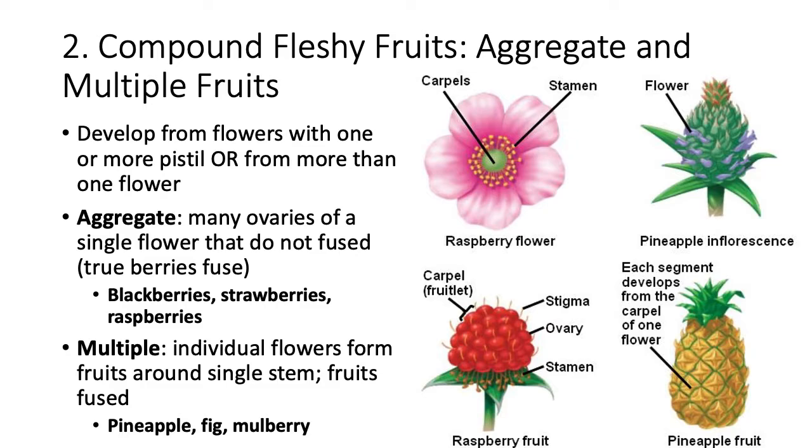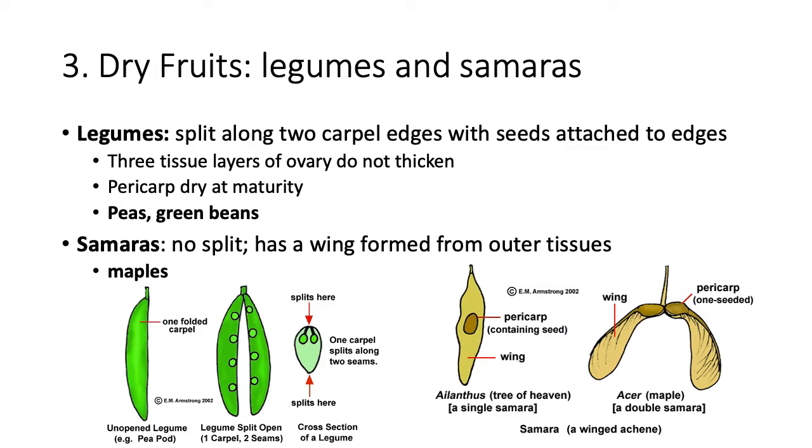And the final slide is called dry fruits. Legumes and Samaras. So legumes are like beans and peas.